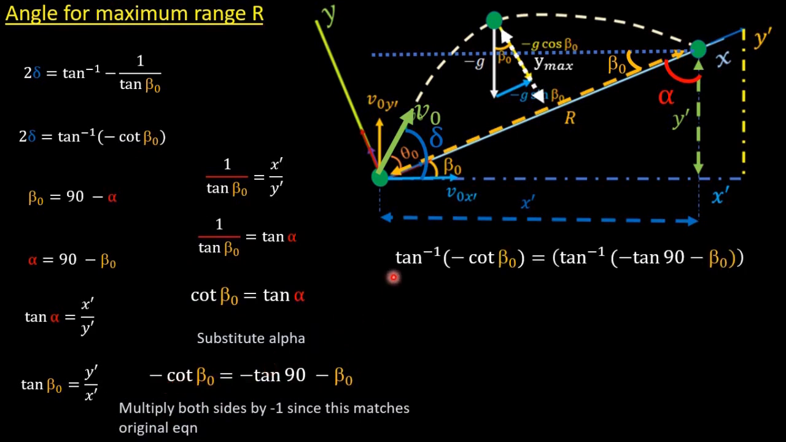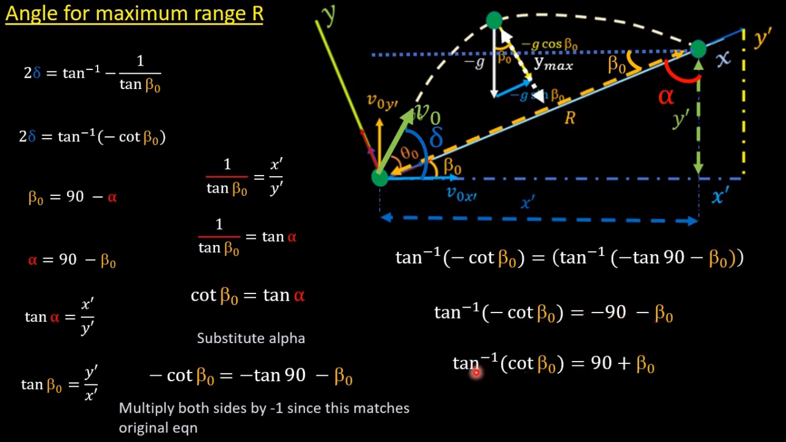Then if I take the inverse tan of both sides of this equation, I get inverse tan of minus cotangent beta equals inverse tan of minus tan of 90 minus beta. So I've got inverse tan of tan, they cancel out to leave behind this. Now notice that I've got inverse tan of minus cotangent beta equals minus 90 minus beta. So we can say also that inverse tan of cotangent equals 90 plus beta. It doesn't make any difference whether it's negative or positive, the only difference is that you get a positive value this time. Therefore we can say 2 del equals 90 plus beta.